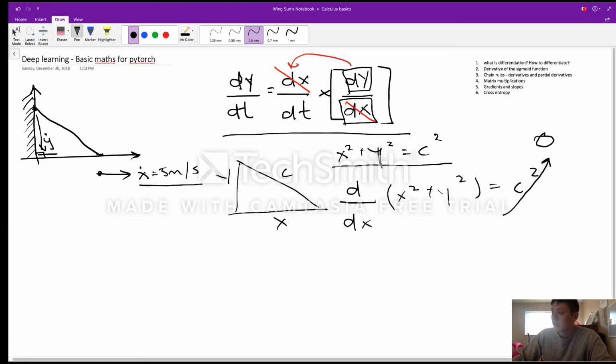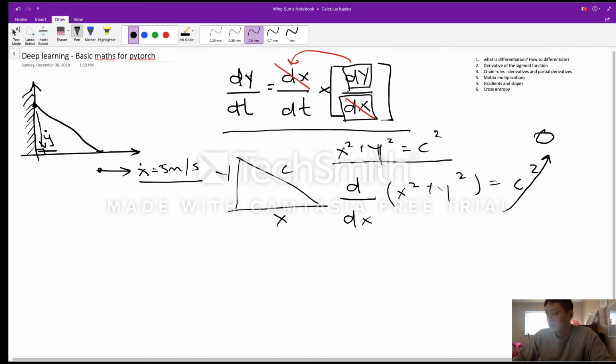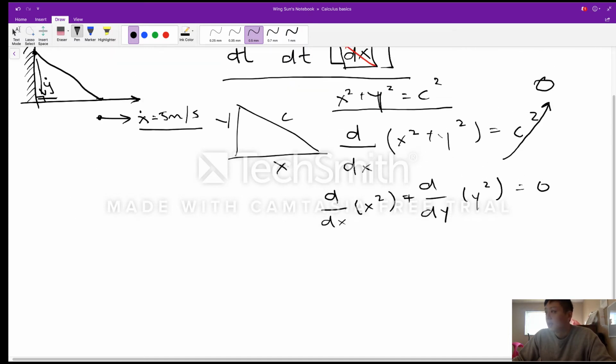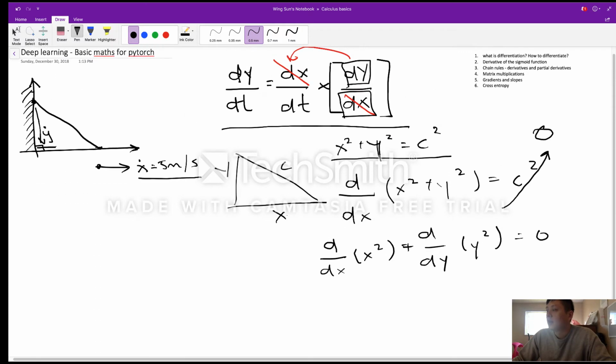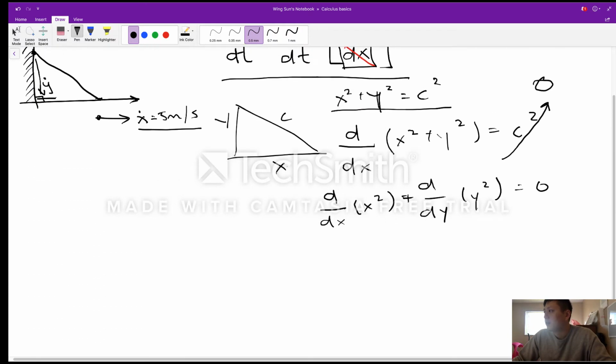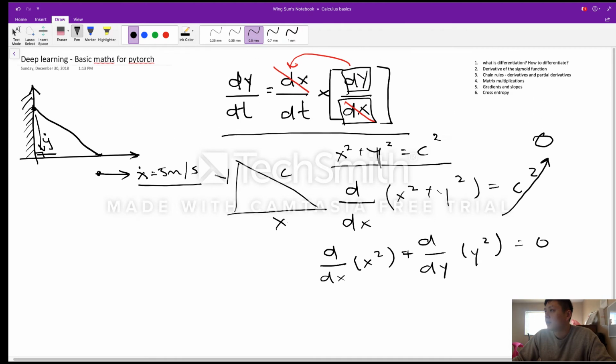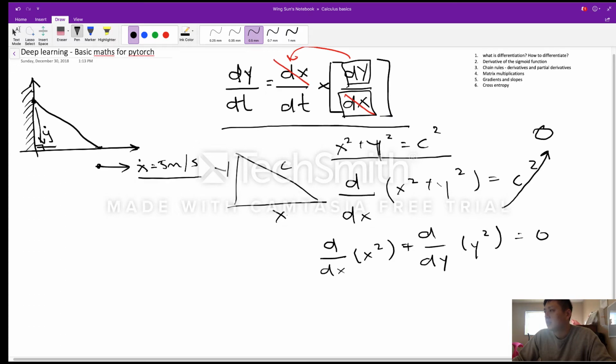So let's look into this. I can write this as d over dx of x squared plus d over dx of y squared equals 0. Okay, now this is very simple. I should really back up for a minute. What have I just done here? Why is it different from anything that we've done before? We have dy dt, we have dx dt, we have dy dx, but what is d over dx?